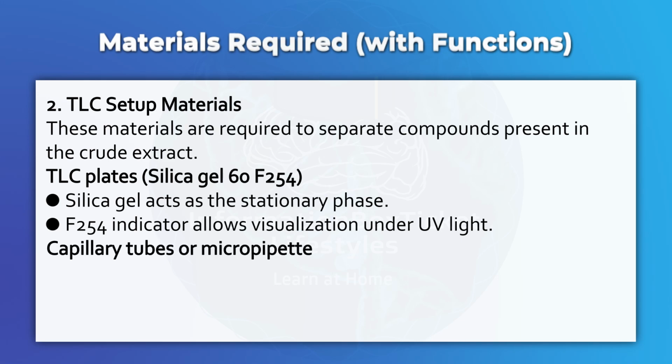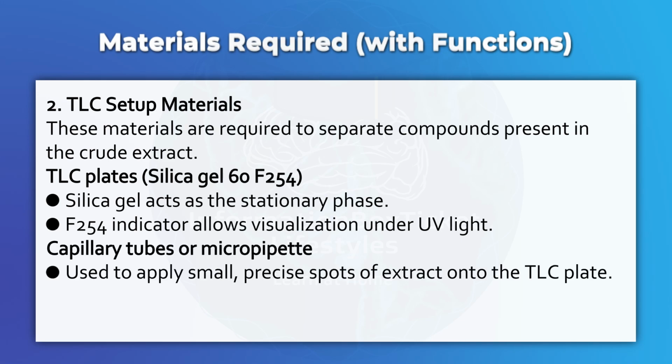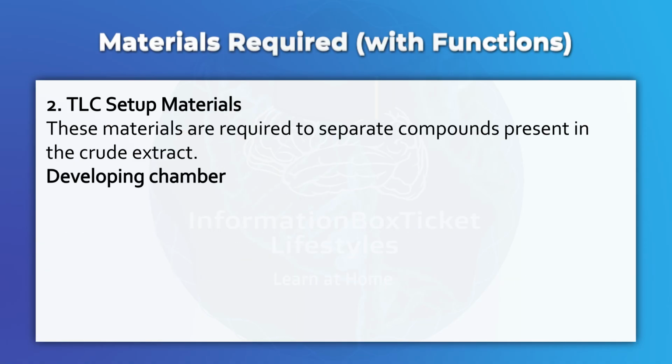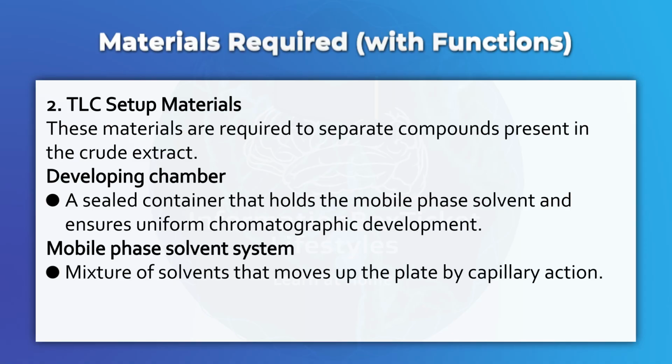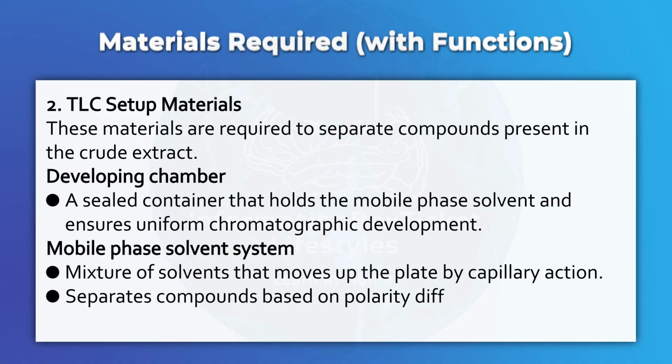Capillary tubes or micropipette are used to apply small, precise spots of extract onto the TLC plate. Developing chamber, a sealed container that holds the mobile phase solvent and ensures uniform chromatographic development. Mobile phase solvent system, a mixture of solvents that moves up the plate by capillary action, separates compounds based on polarity differences.